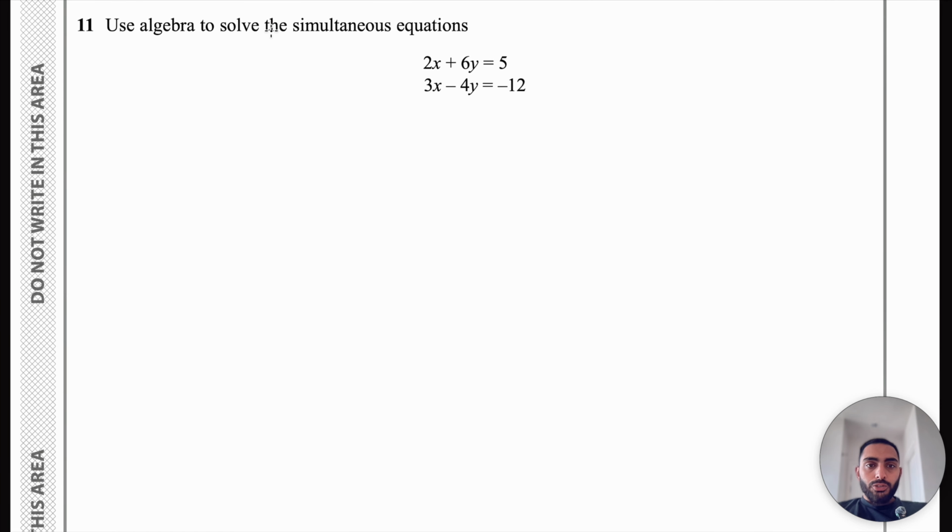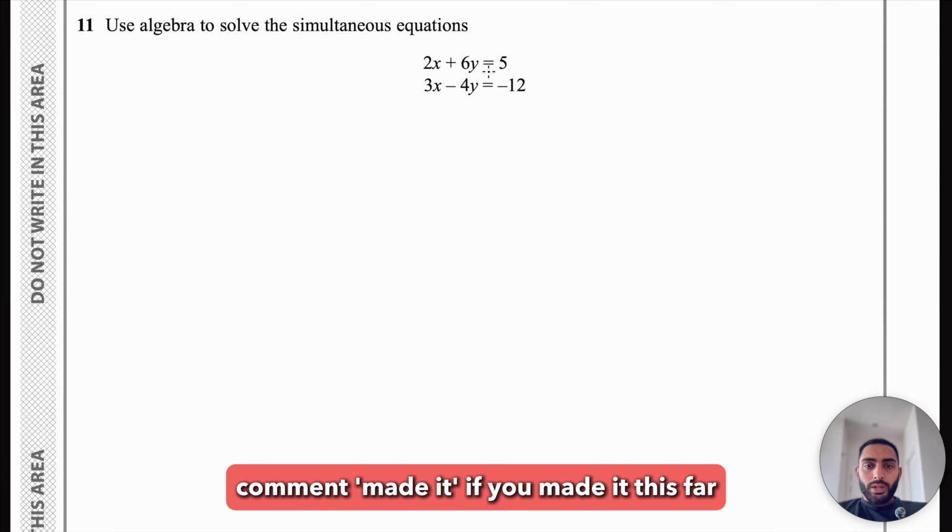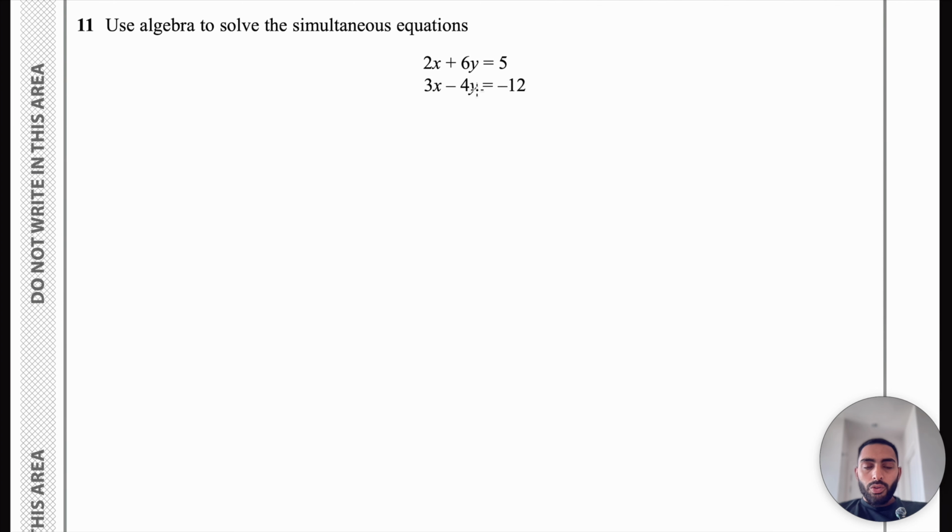Question 11. Use algebra to solve the simultaneous equations 2x + 6y = 5 and 3x - 4y = -12. The first thing that I'm looking for is one of the coefficients before either the x's or the y's to be the same. So this is a 2 and this is a 3, so that's not the same. And this is a 6 and that's a 4, so that's not the same. So I need to multiply both of these equations by something to get them to be the same thing.